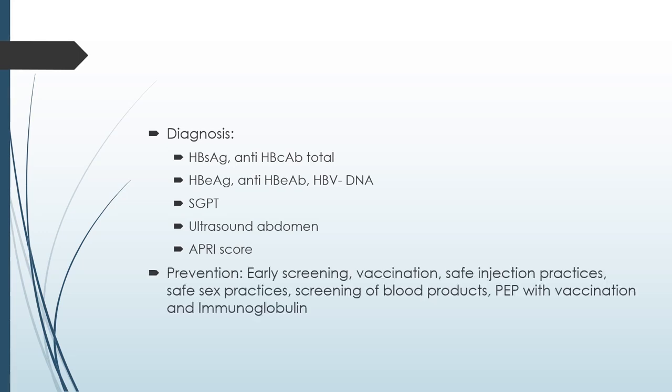However, if a patient has developed anti-hepatitis B E antibody, it means that the viral replication is low. SGPT can be raised in a high viral replication phase. Then ultrasound abdomen can be performed to see the splenomegaly and splenic varices and presence of cirrhosis, ascites, etc. The APRI score can be calculated to see the stage of fibrosis, which we will be discussing in the next few slides.